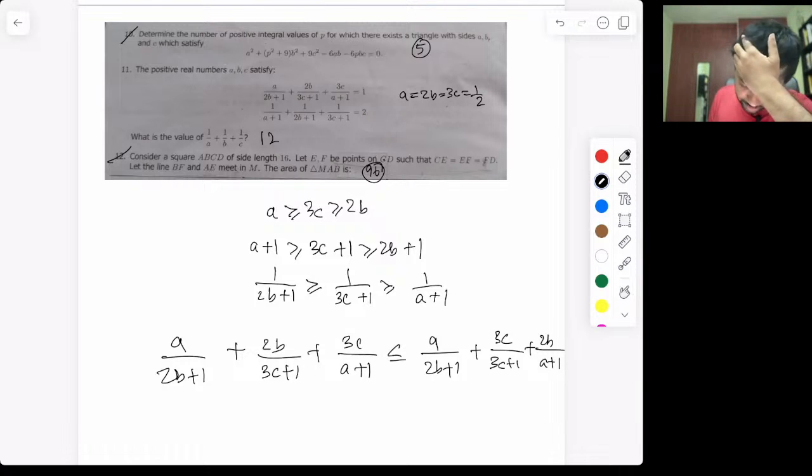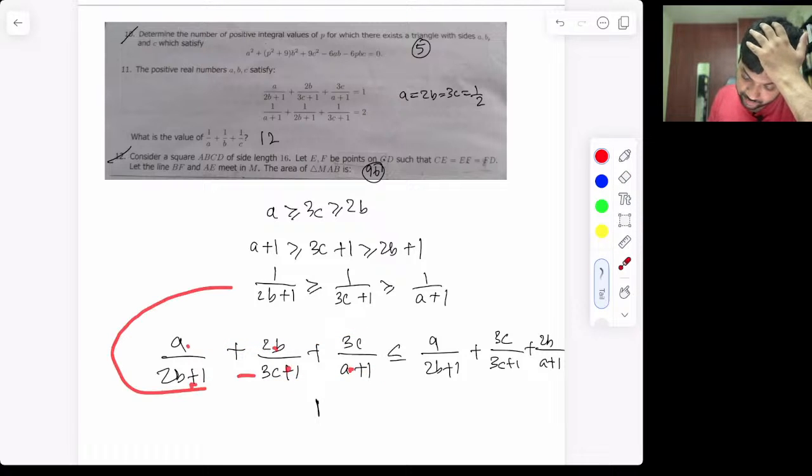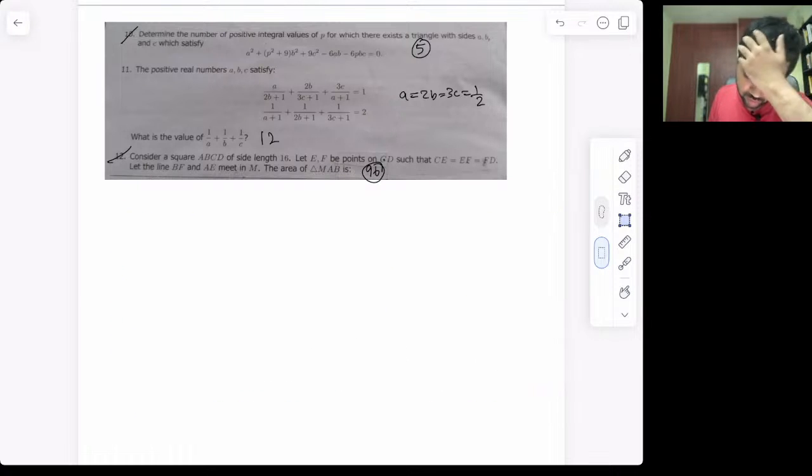This is 1. I wanted to use this. So 1 by a plus 1 I wanted to use here. I think I should have ordered it differently. Yeah, there is no way I could have used rearrangement because this is cyclically changing, right? A to b, 3c, then a to b, 3c. What other way to prove? So I don't know. AM-GM, some weighted AM-GM.